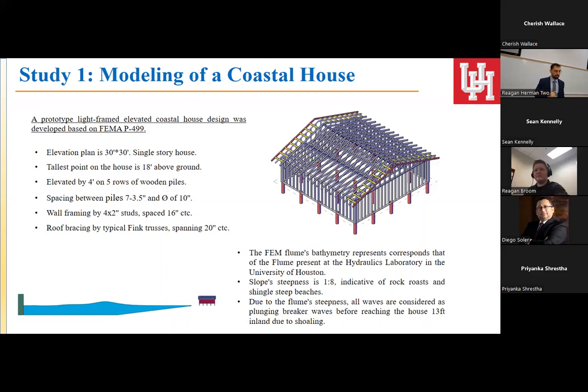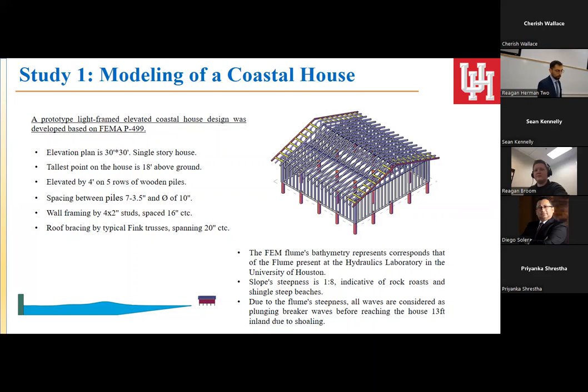Lastly, the prototype is elevated on a foundation made of wooden pilings. A total of 29 piles were modeled. I would say that's overkill, but we might do some testing afterwards, with each pile having a diameter of 10 inches, and each row having a spacing of approximately 7 feet.